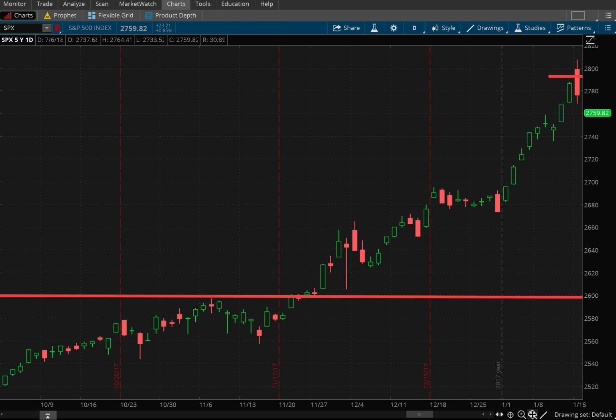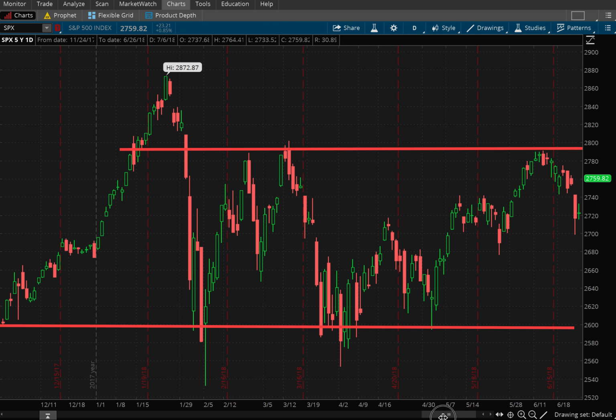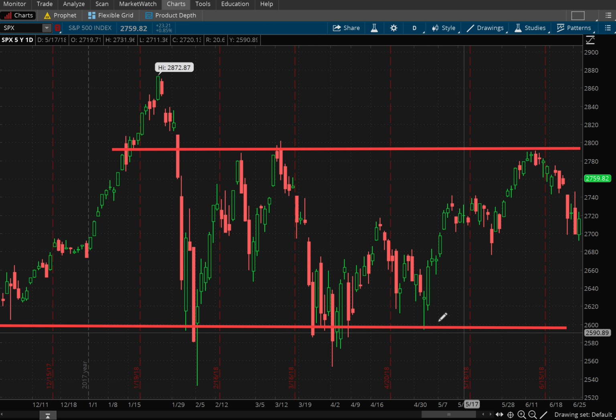Now, how do I know this 2600 makes sense? Recently, in January and even now, you see this price, which was resistance over here, is now acting as support. Now that we know this is a support region, we need to understand how to really trade it. One way to trade it is using something called a pin bar.